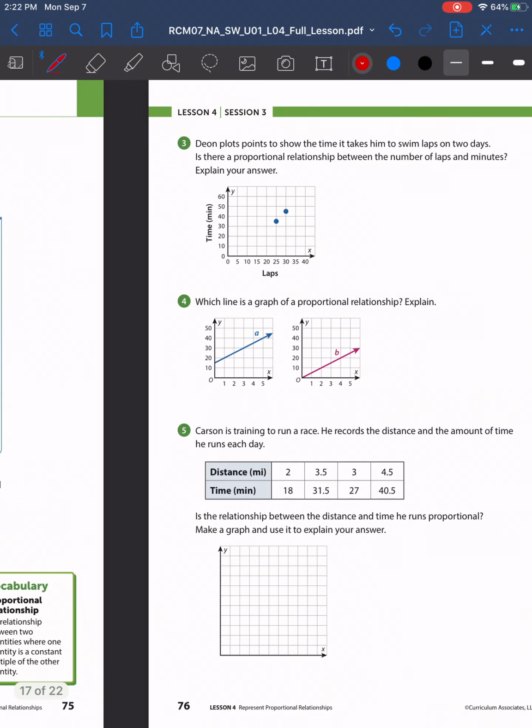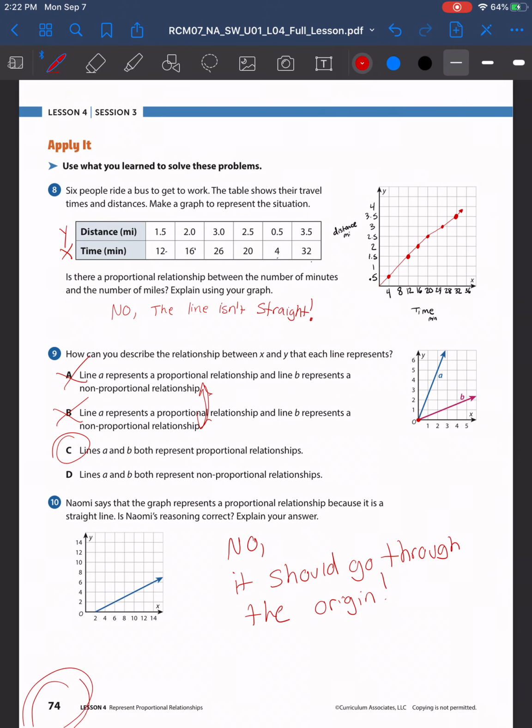All right, guys, 75 and 76 we'll do in class. Please go ahead and scan 74.